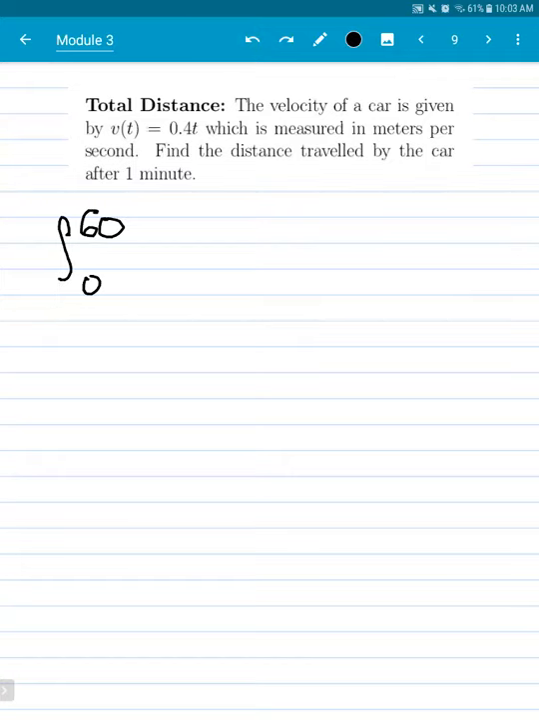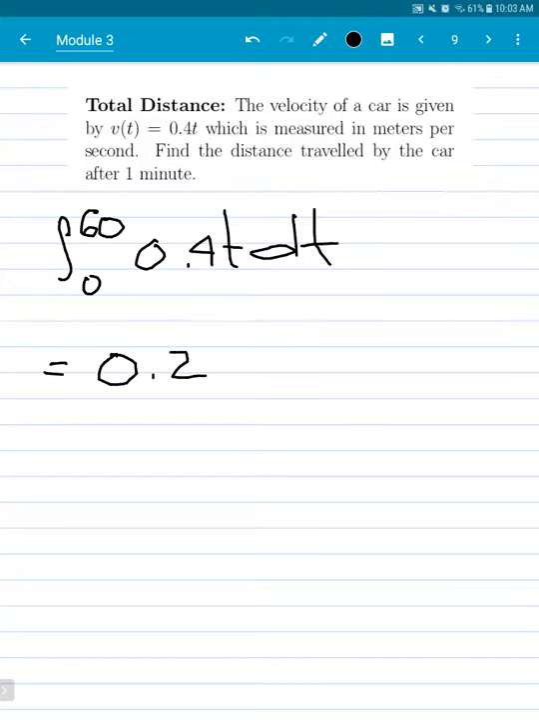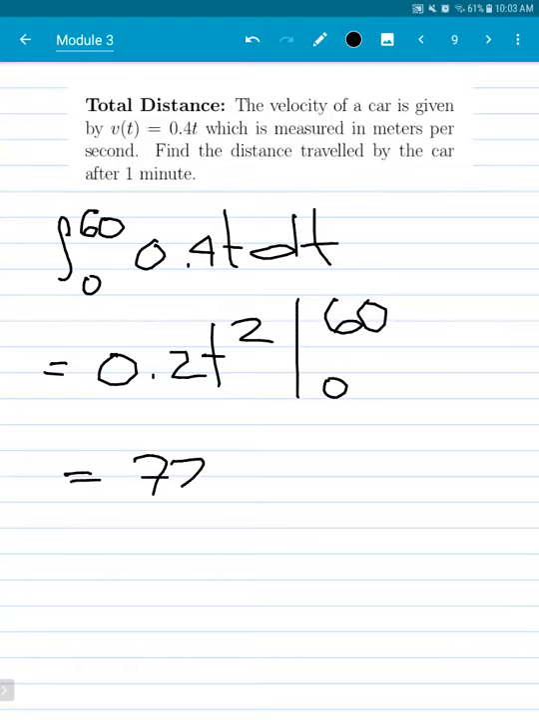So do not substitute 1. Okay, 1 minute is 60 seconds. So integrate, and that's it. Set up the integral, and then evaluate this integral, and you get the answer of 720 meters.